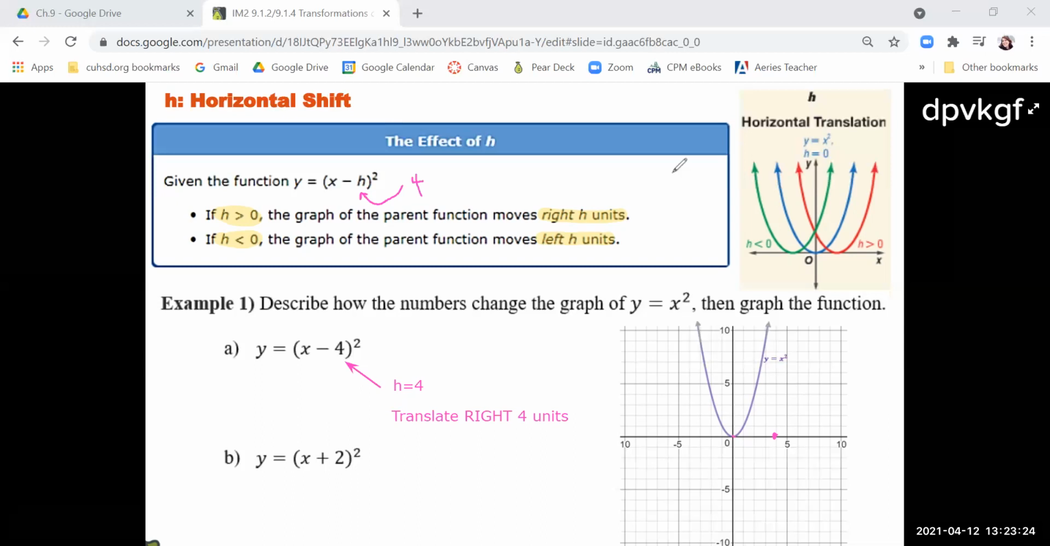The original function, if I start at 0, 0, to get to the next point, I went over 1, up 1. That took me to the second point that I knew from my graph. So on my new graph, I'm going to go from my new vertex over 1, up 1, and that's going to get me a new point. And there's symmetry in these, so I'll also go to the left 1 and up 1. And then I need another point.